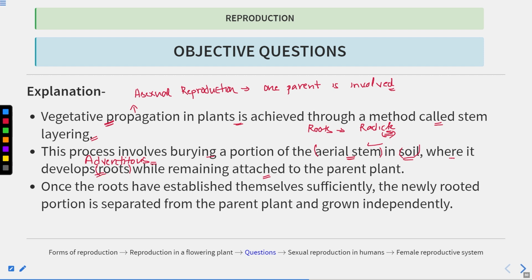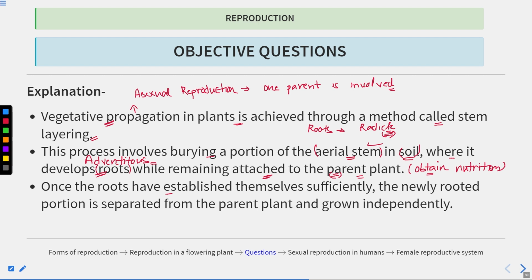Okay, so again, the part of the stem is buried and then it later starts developing roots while it is still attached to the parent plant. Okay, why is it still attached to the parent plant? To obtain the nutrition. Because the stem is not photosynthetic, it cannot prepare its own food, so it has to remain attached to the parent plant to obtain nutrition.